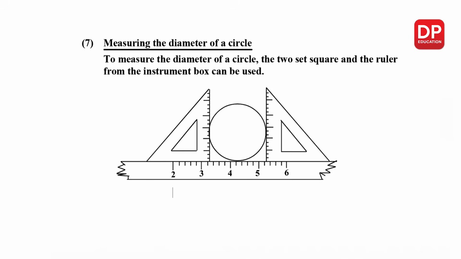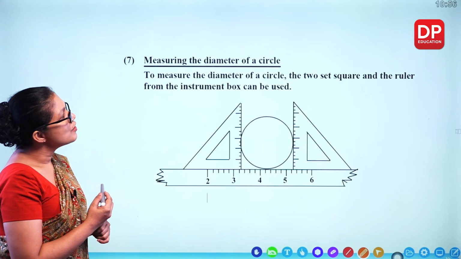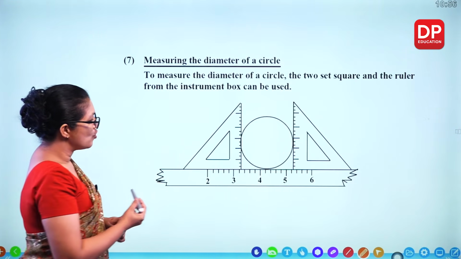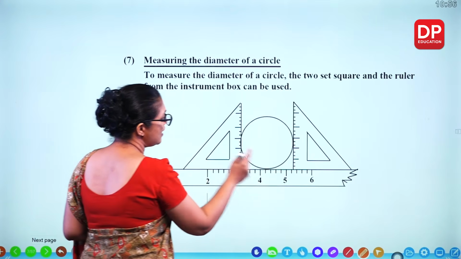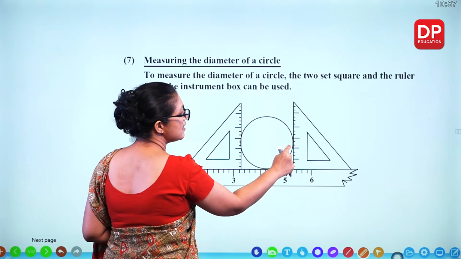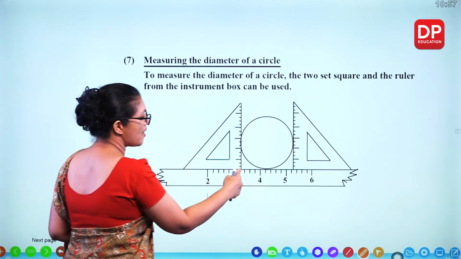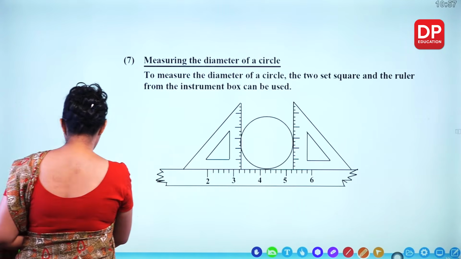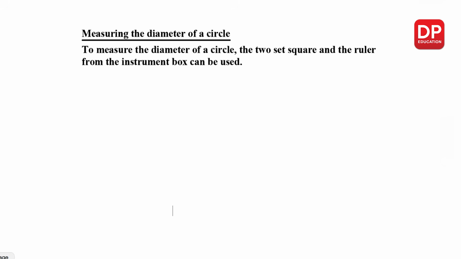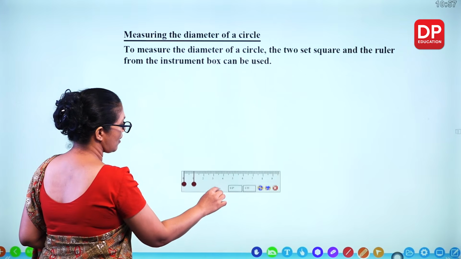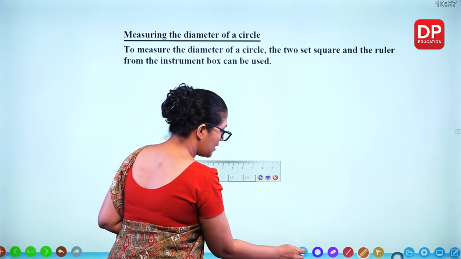Now we'll see how we can measure the diameter of a circle. To measure the diameter of a circle, the two set squares and the ruler from the instrument box can be used. So you take the ruler and the two set squares. Keep like this, only touching the circle with two set squares here, and you can measure this length. So we'll do that. How do you measure? You take the ruler and you need a circle.